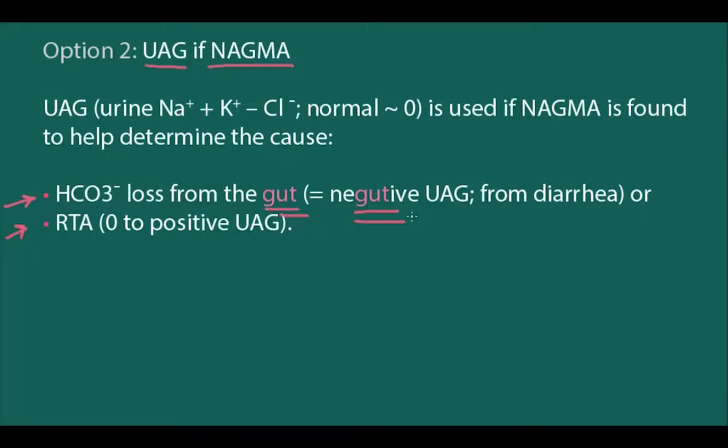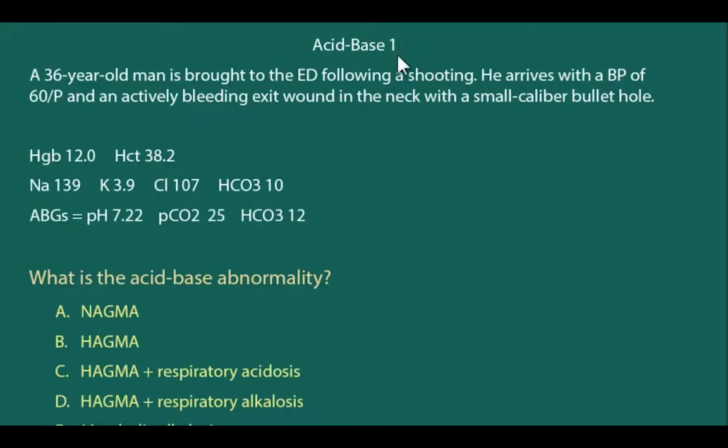Okay, let's do some questions. After I read the questions, stop the recording, try and do it yourself, and then go on to the explanation. Okay, question number 1. We have a 36-year-old man who's brought to the ED following a shooting, with blood pressure 60 palpable, actively bleeding from an exit wound.